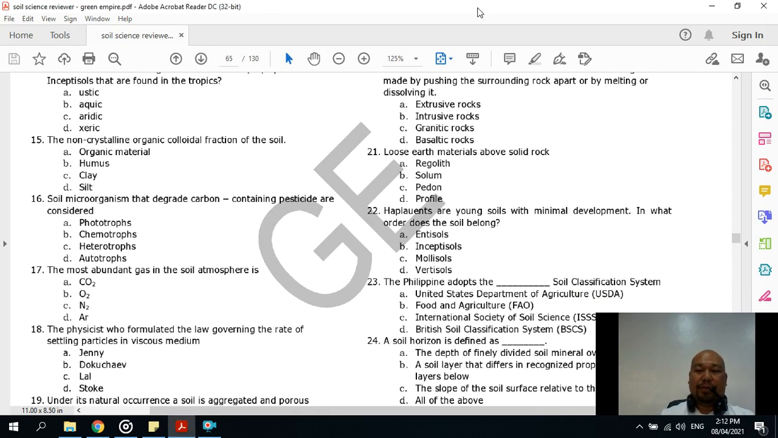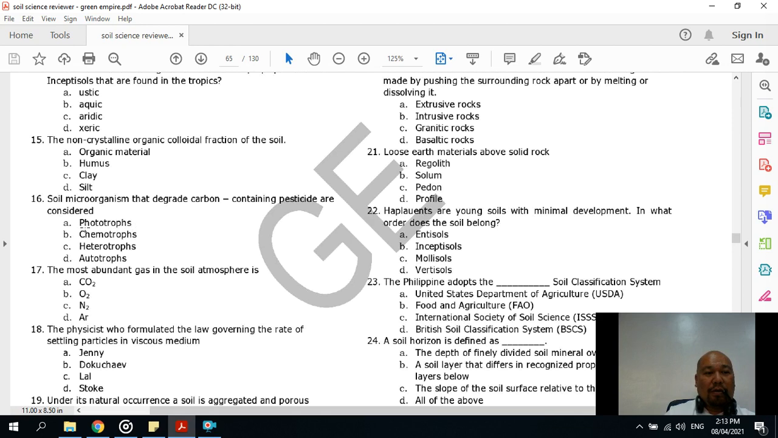Okay. So, number 16. Soil microorganisms that degrade carbon-containing pesticides are considered. Again, this is not a question. But anyway, based on the options: phototrophs, chemotrophs, heterotrophs, autotrophs. The way I see things, troph has something to do with nutrition or nutrient.